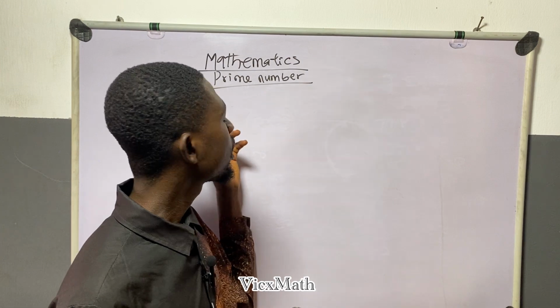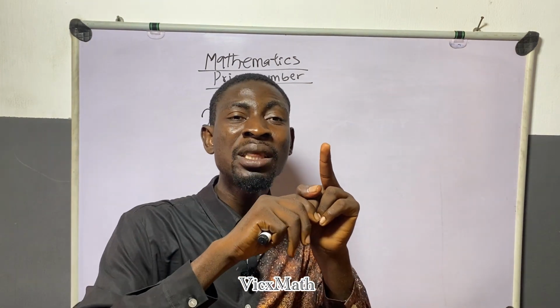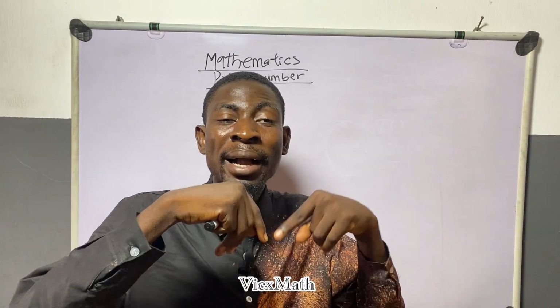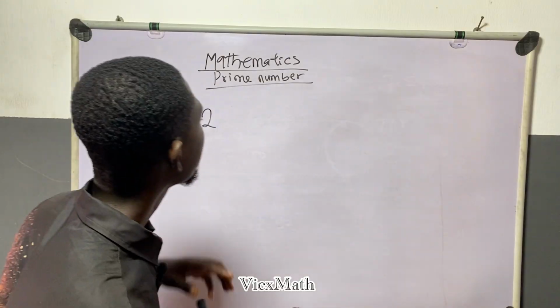So now, any number that has just two factors, 1 can divide it, which is a universal divisor or universal factor. Then itself can divide, every number can divide itself. You understand? When a number divides itself, it gives you 1. So let's look at them.